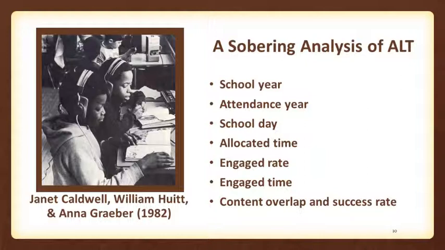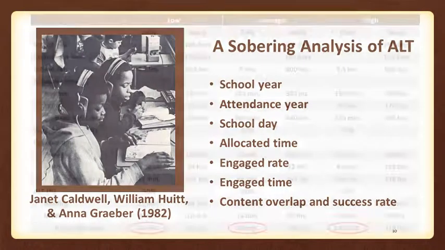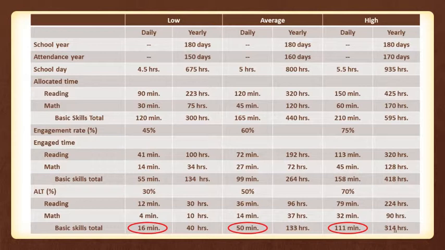They talked about engaged time, which is a number of minutes that's obtained when we take allocated time and multiply it by engaged rate. And they talked about content overlap and success rate. In general, their findings are presented in this table. They collected data on time variables from a number of studies. No single study had collected data on all of the time variables that are mentioned.